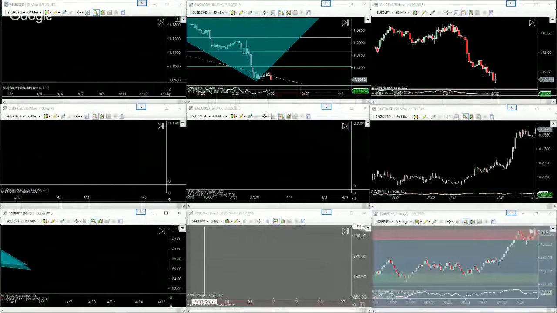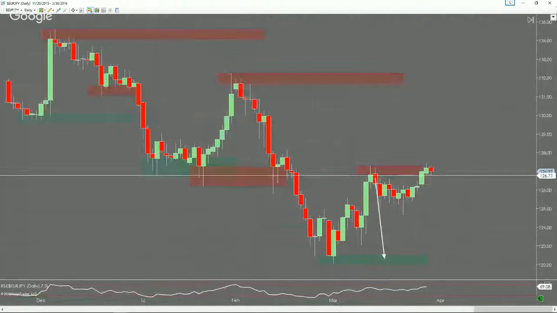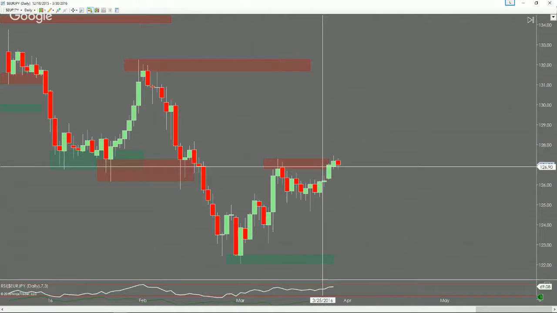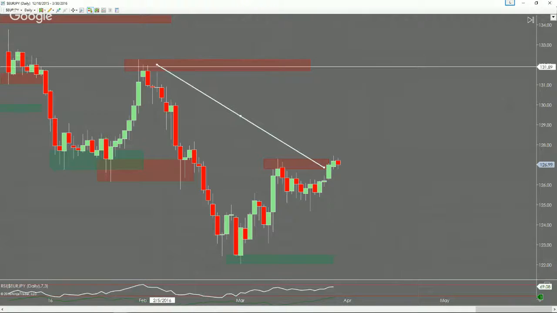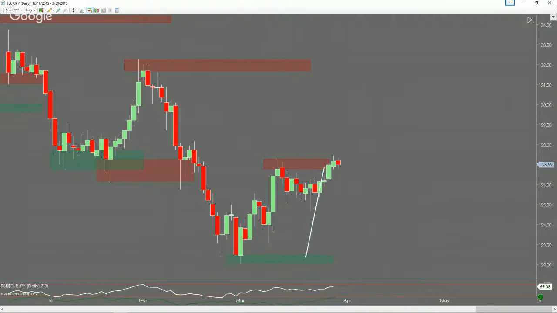So our last one is euro yen, and we're still back in that resistance right there. We're still anticipating that after that resistance level is hit, it could either go up to this other resistance level, or it could come back down to hit this support level right here.